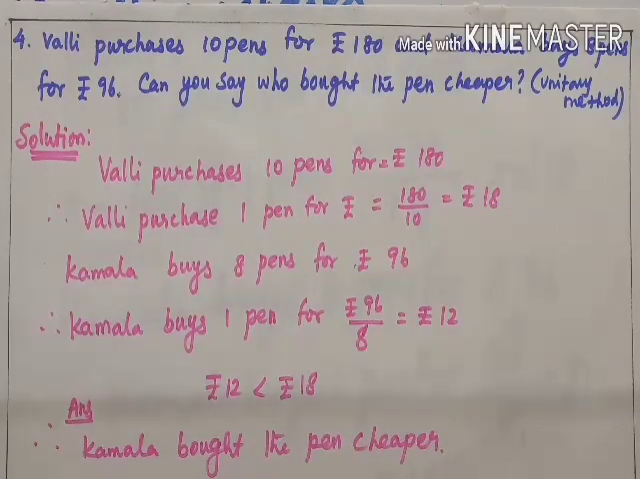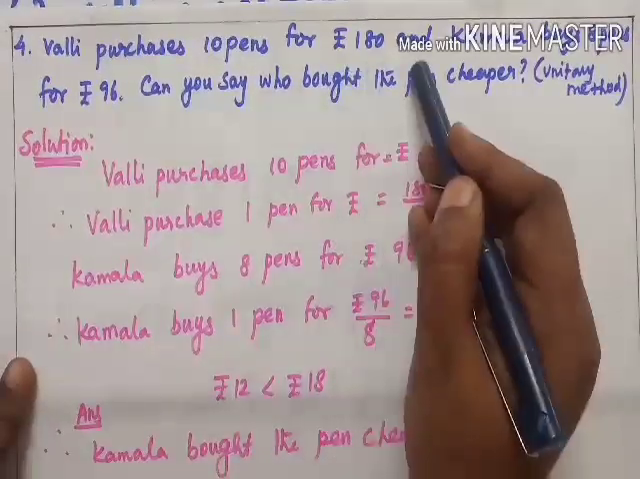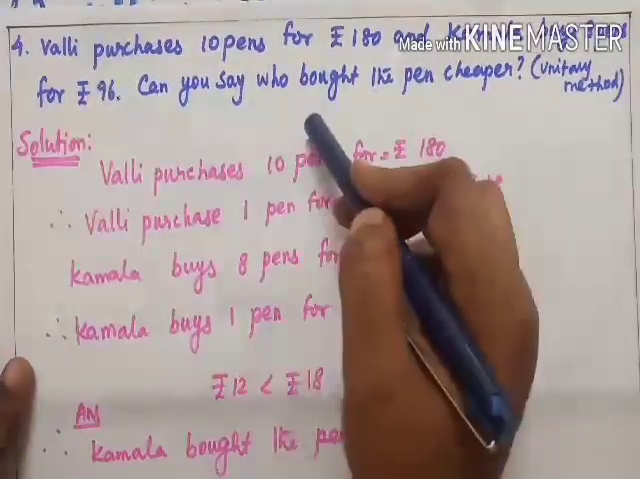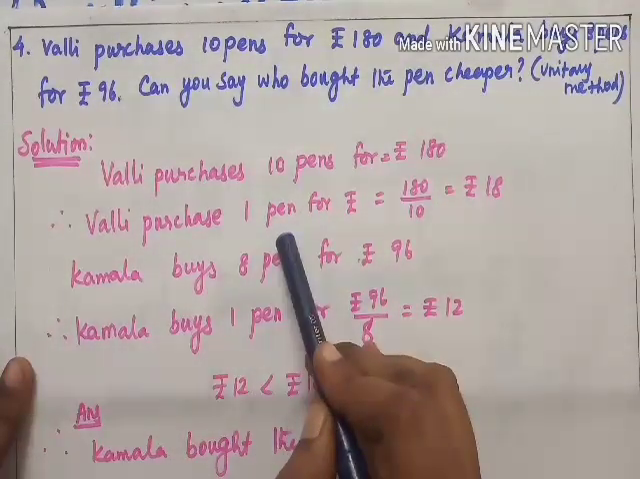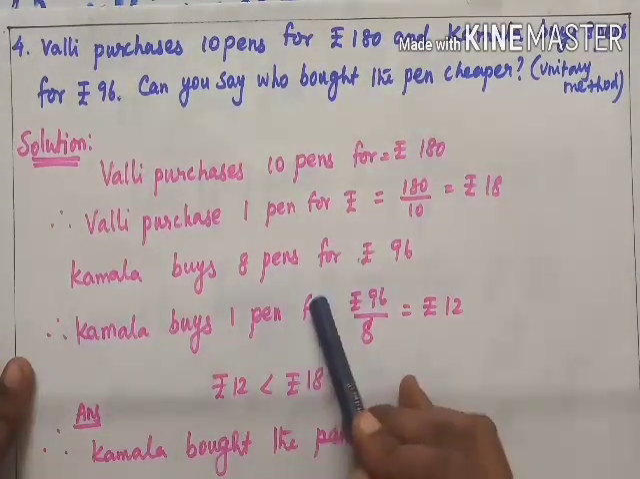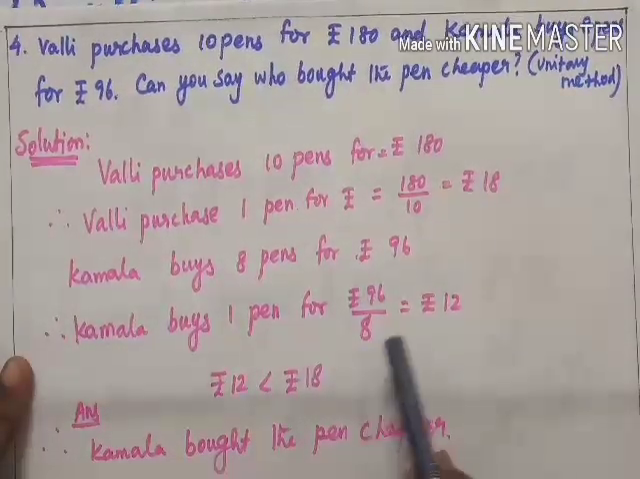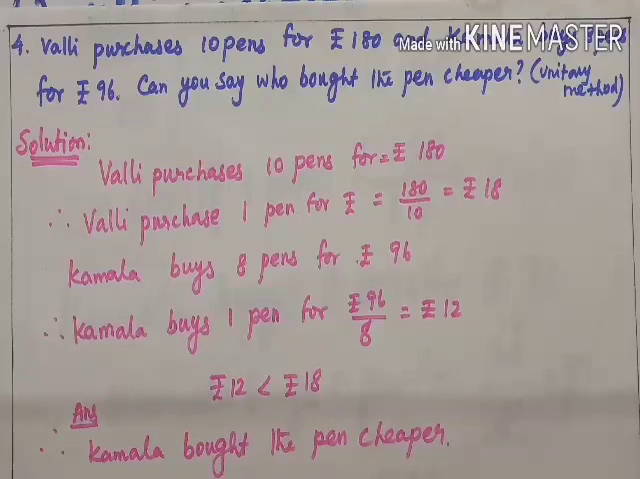See, fourth question. Again, I'll repeat. Valli purchased 10 pens for rupees 180 and Kamala buys 8 pens for rupees 96. Can you say who bought the pen cheaper? Valli purchases 10 pens for rupees 180, so Valli purchased 1 pen for rupees 180 by 10, rupees 18. Kamala buys 8 pens for rupees 96. Therefore, Kamala buys 1 pen for 96 by 8, that is rupees 12. So, 12 is less than 18. So, Kamala bought the pen cheaper. Yes, children? Got it, children? Right. Now, I'll go with the fifth sum.